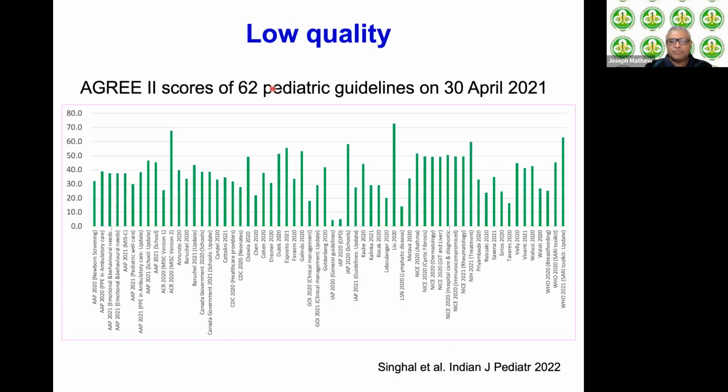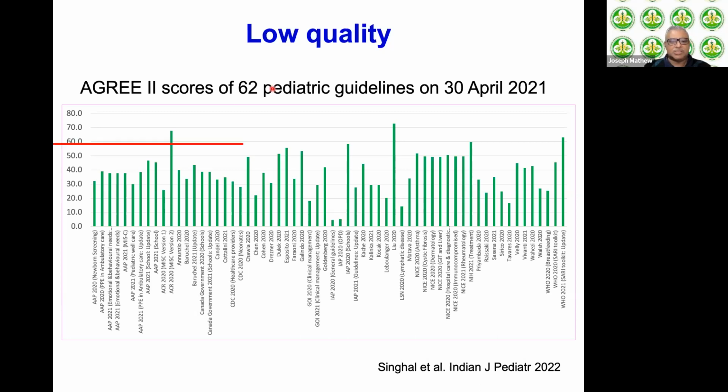So, despite all this, there were guidelines available from good scientifically produced sources, but some of them had limitations. When we looked at a bunch of pediatric guidelines almost a year back, this being the work of one of my students, we found 62 guidelines that could be applied in India. And we looked at their overall AGREE scores. But the sad thing was that most of these guidelines really were of poor quality and did not meet the expected criterion of having good AGREE scores.